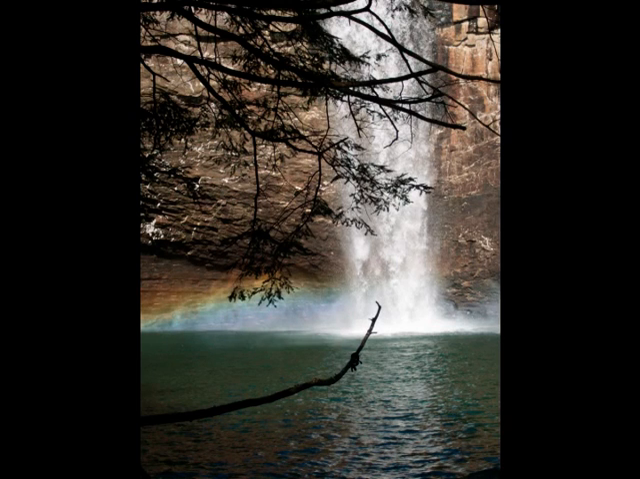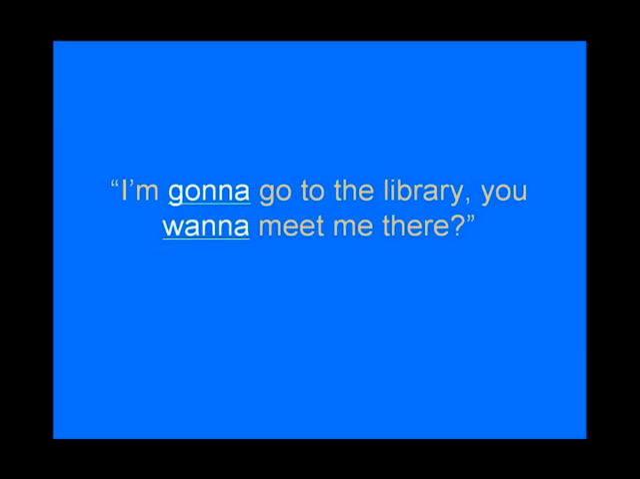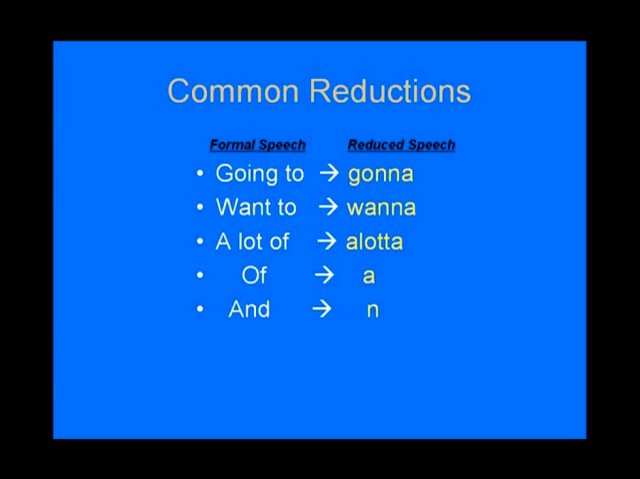Let's listen to one of those sentences again. Here, I'm gonna go to the library. You want to meet me there? Hey. Notice that in the preceding sentences, we heard the words gonna and wanna. They're part of the common reductions that happen in connected speech. Gonna actually means going to, and wanna is short for want to.